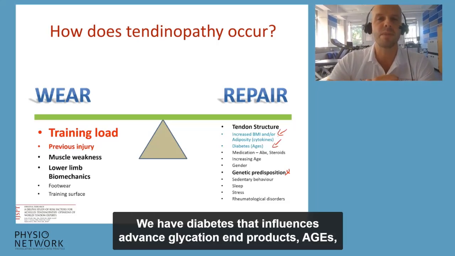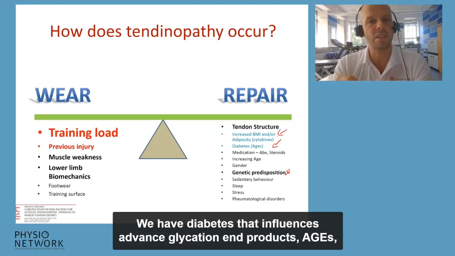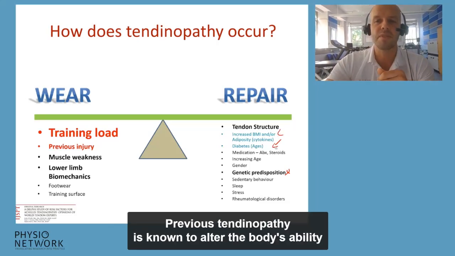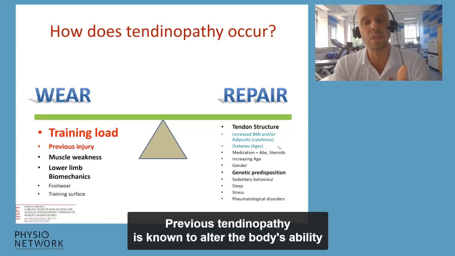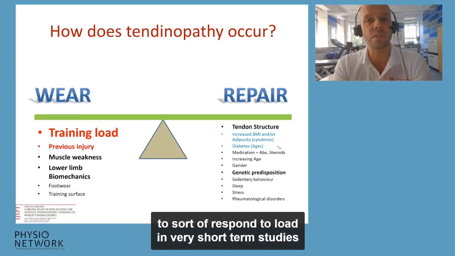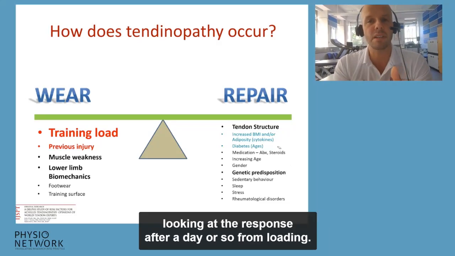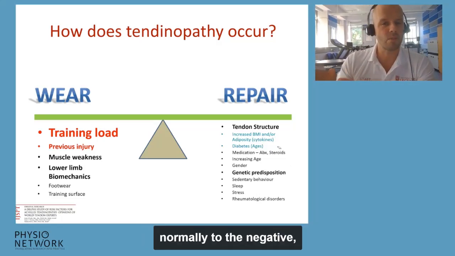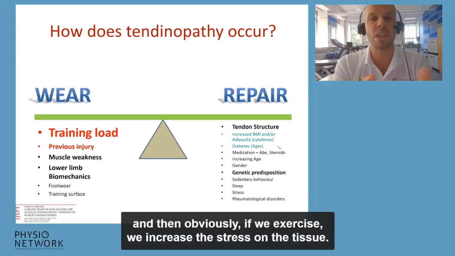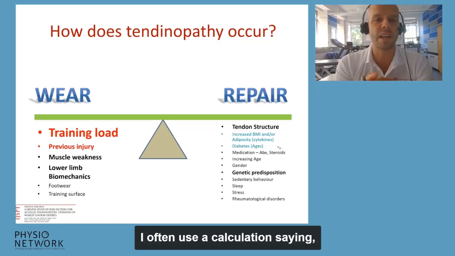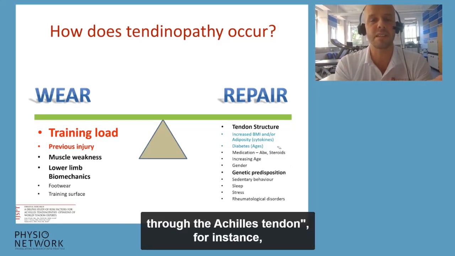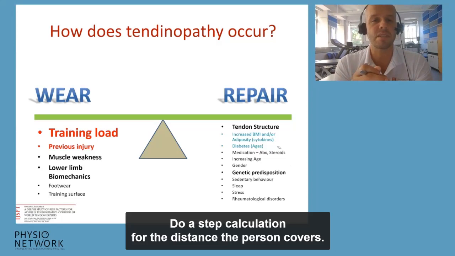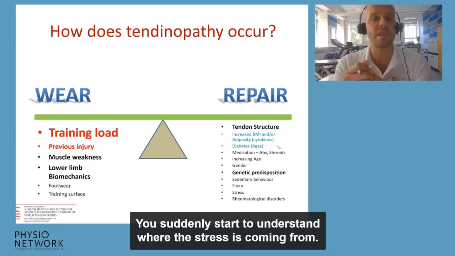We have diabetes that influences advanced glycation end products, AGEs, and they make the tissue stiffer and less able to adapt to a stimulus. Previous tendinopathy is known to alter the body's ability to respond to load in very short-term studies looking at the response after a day or so from loading. So these things influence the body's repair processes, normally to the negative. And then obviously if we exercise, we increase the stress on the tissue. I often use a calculation saying, well, walking's 4 times body weight through the Achilles tendon, for instance. Running is 6 times body weight through the Achilles tendon. Do a step calculation for the distance the person covers, you suddenly start to understand where the stress is coming from.